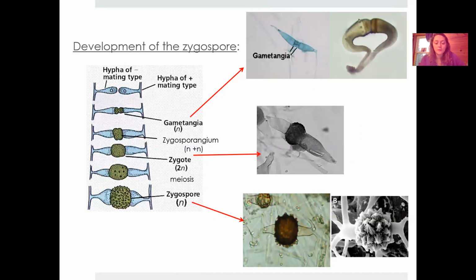It grows via mitosis. Eventually it will fuse together via karyogamy to form the 2N zygote. The 2N zygote will then go through meiosis to divide from 2N to 1N, usually pretty quickly, to form these zygospores, which are 1N. So go through that a couple times and try and draw it out because it's confusing.